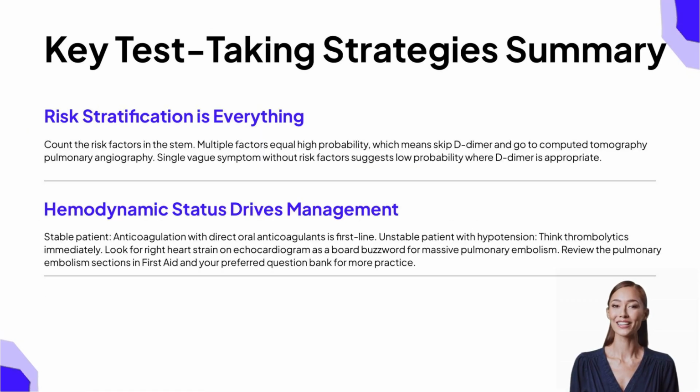Here are your key test-taking strategies. First, risk stratification is everything. Count the risk factors in the stem. Multiple factors mean high probability, which means skip D-dimer and go to computed tomography pulmonary angiography. Second, hemodynamic status drives management. Stable patients get anticoagulation with direct oral anticoagulants. Unstable patients with hypotension need thrombolytics immediately. Look for right heart strain on echocardiogram as a board buzzword for massive pulmonary embolism. For more practice, review the pulmonary embolism sections in First Aid and your question bank.